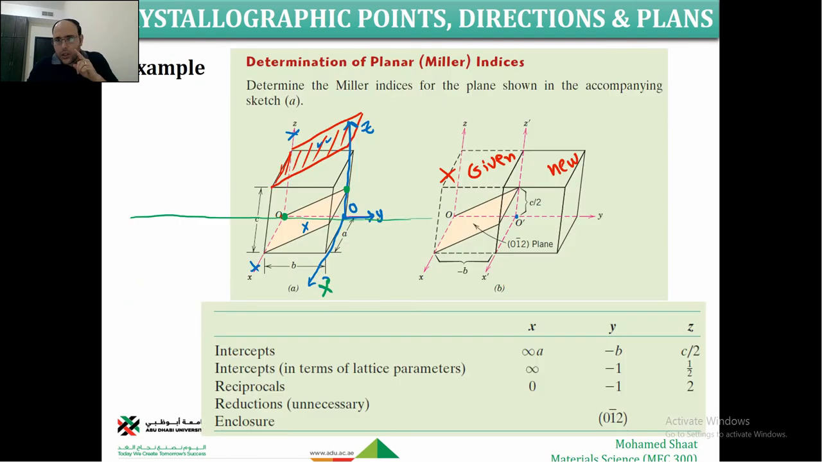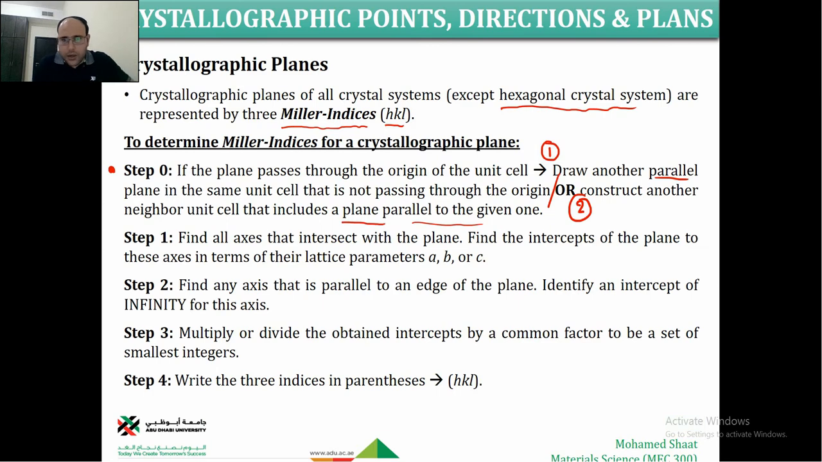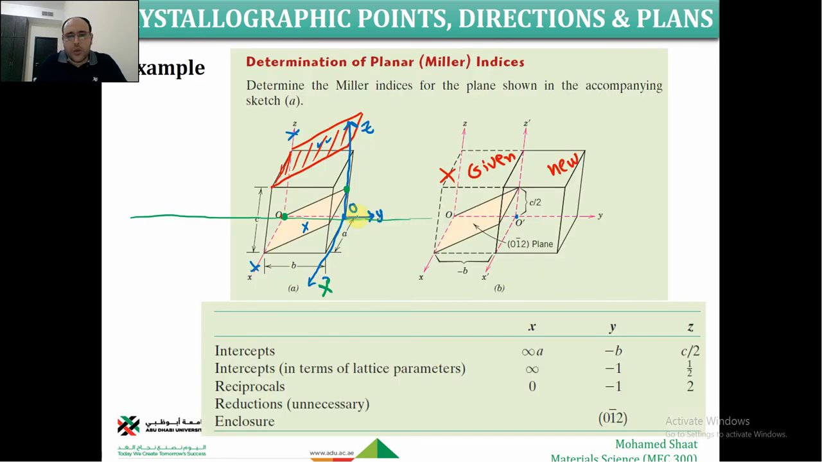So in step 1, your objective is just to specify which axes do intersect with the plane. This is for step 1. Then, once you identify these axes, find the intercept. From mathematics, the intercept is the point of intersection between two axes or a plane and an axis. So this is the intercept. It's just to find the intercepts of the plane with these axes in terms of the lattice parameters A, B, and C. For example, if I ask you what this plane is, it does intersect with the z-axis at this point. This point is half of C.